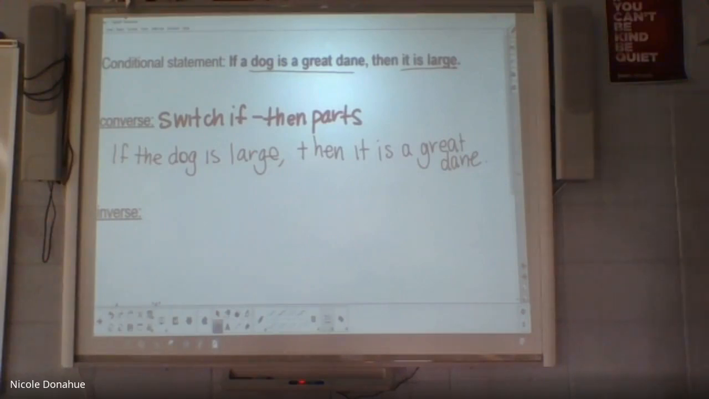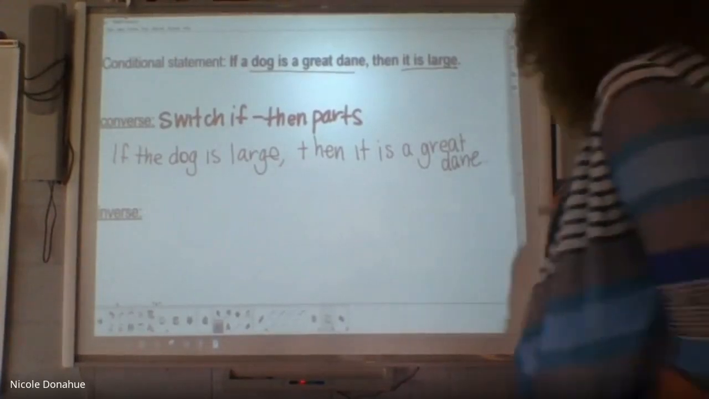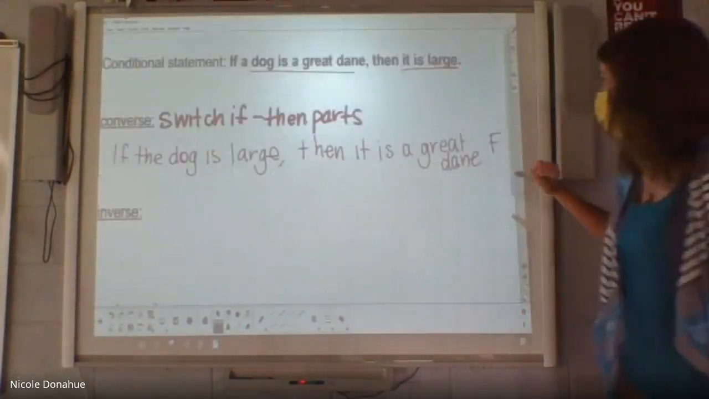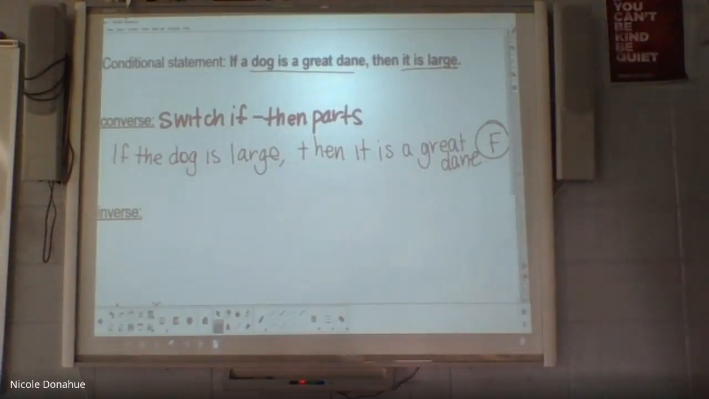So we're switching the if-then parts. That's all we're doing with it. We'll do one more example with the monkeys as well, just to make sure you guys understand. If it really bugs you, you can write false. I know of an example, and we just gave a few counterexamples, so that may not be a true statement.